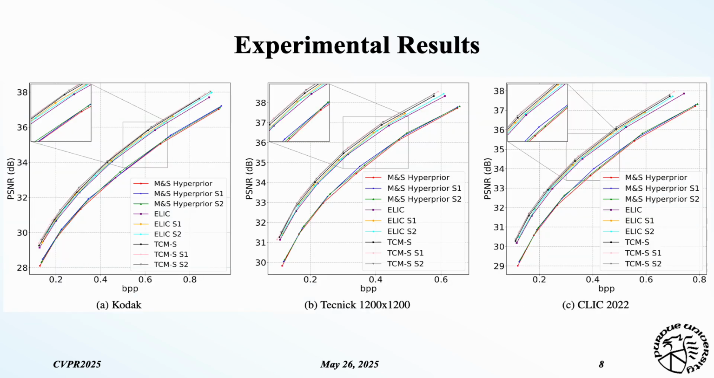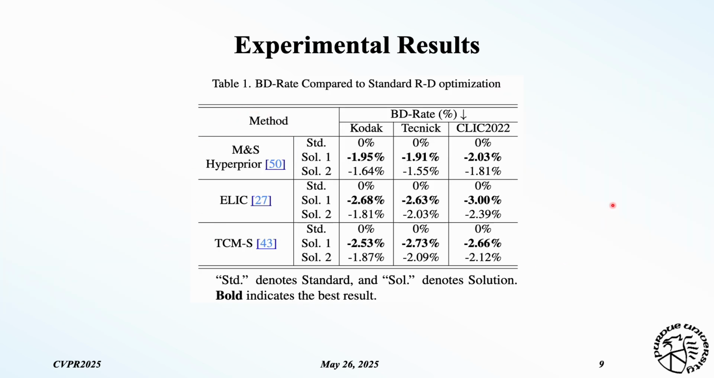This shows the RD curve of these methods. As can be seen, our method consistently outperforms standard RD optimization at all RD points. Here are the BD rate results of the proposed method. Solution 1 is the coarse-grained approach, and Solution 2 is the QP approach. Both solutions achieve an improvement over the standard approach, around 2.5% BD rate improvement for Solution 1 and around 2% BD rate for Solution 2.